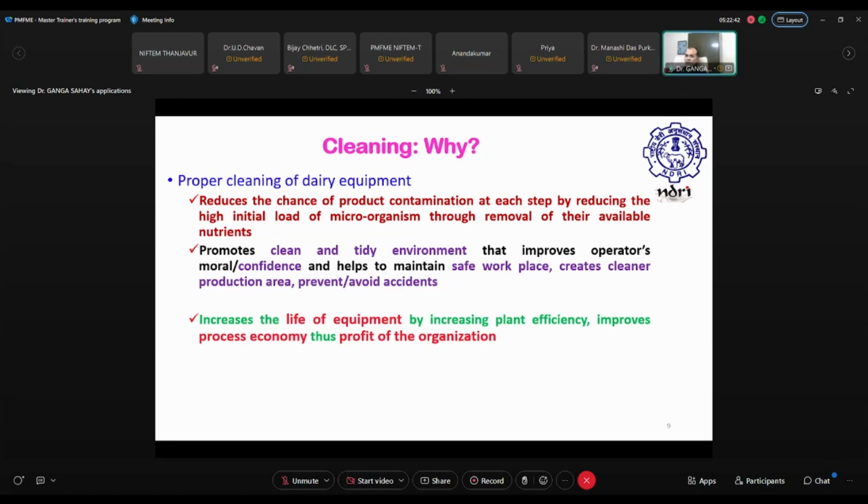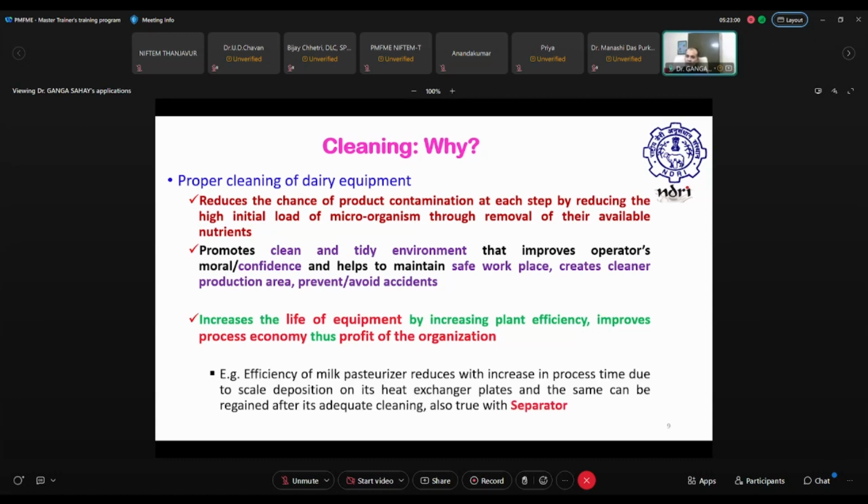This also increases the life of equipment by increasing the plant efficiency, improves processing economy, and thus profit to the organization. So indirectly, cleaning is a very important thing. Otherwise, there are a lot of losses and contaminations, which result in unnecessary expenses. So let's understand this with the help of certain examples.